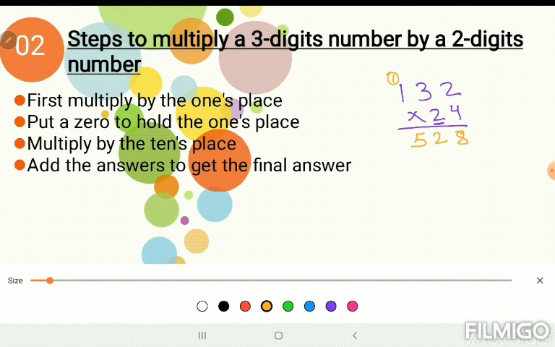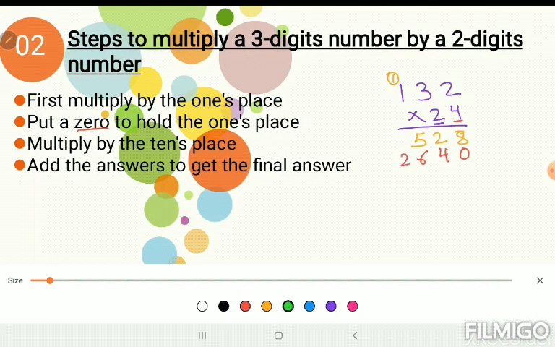Now it says put a 0 to hold the ones place. We have to put a 0 to hold the ones place. So in the second step I simply put a 0 here, and then in the third step multiply by the tens place. Now I am going to multiply 132 by the tens place. What is there in the tens place? 2, as if there is no 4. I will multiply 132 by 2. So what do I get? 2 twos is 4. Then 2 threes are 6 and 2 ones are 2.